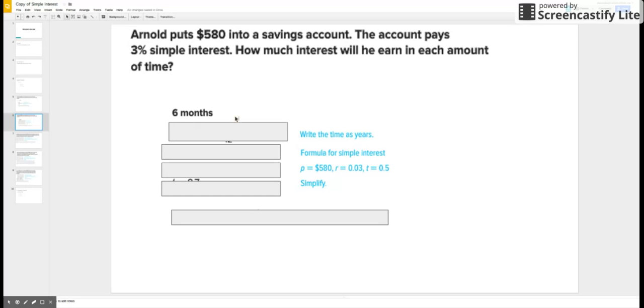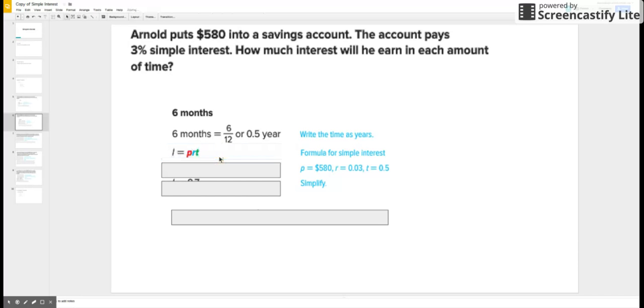Let's look at it for 6 months. So the same scenario with Arnold and $580, 3% simple interest. In 6 months, well, now we have to worry about changing these months into years. So 6 months in years is half a year. How do you figure that out? You just do 6 divided by 12 because there's 12 months in a year.